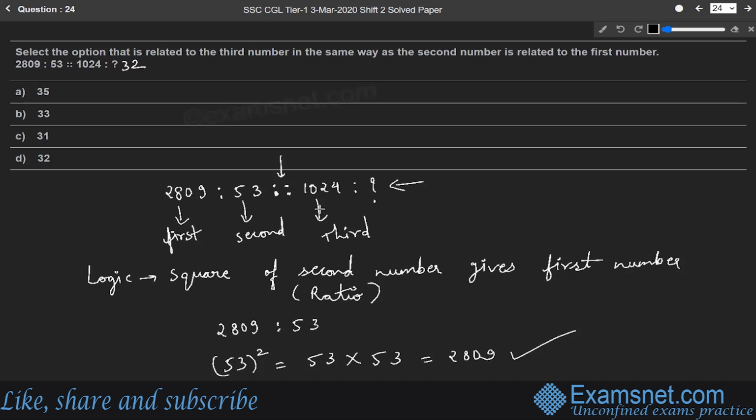So for this question, the correct option is option D. I hope you are clear with this question. The main concept here is square of second number gives the first number.